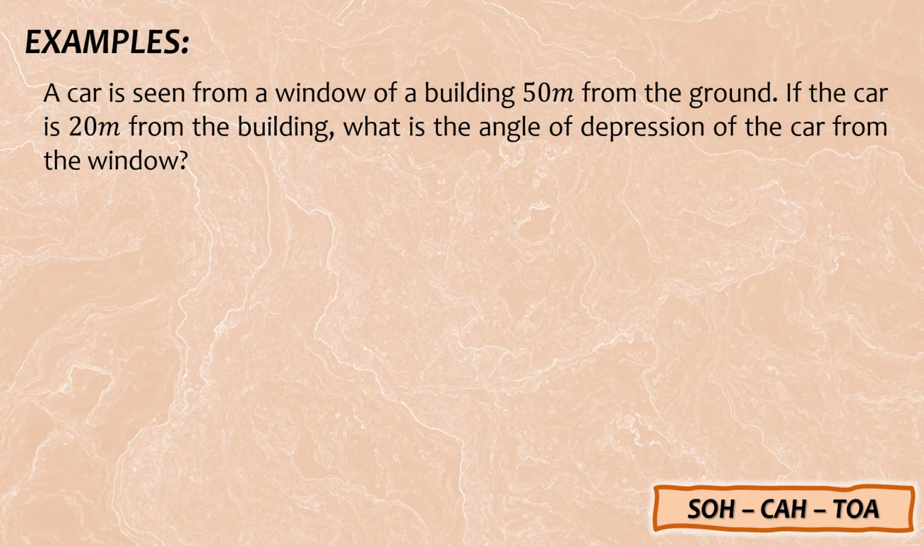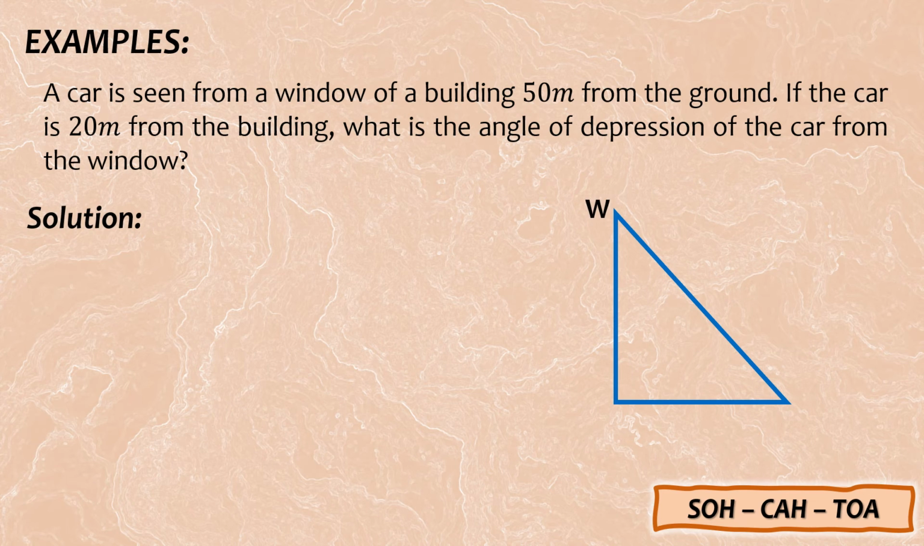Last example, a car is seen from a window of a building 50 meters from the ground. If the car is 20 meters from the building, what is the angle of depression of the car from the window? So, for the solution, the one at the top is the window of the building. And then, of course, the one at the bottom is the ground. And then, here is the car. Okay, so the distance of the window from the car is 50 meters, and the distance of the car from the ground is 20 meters.